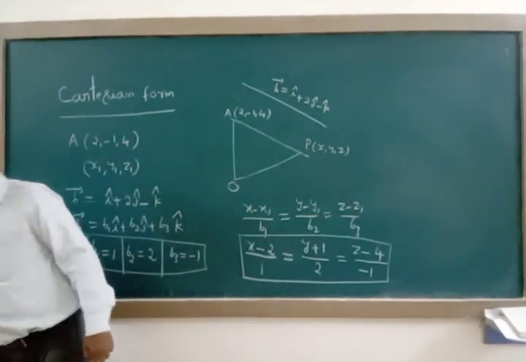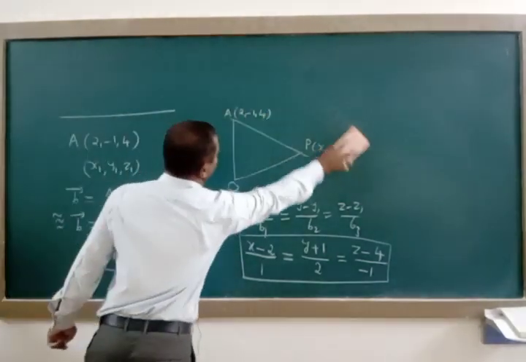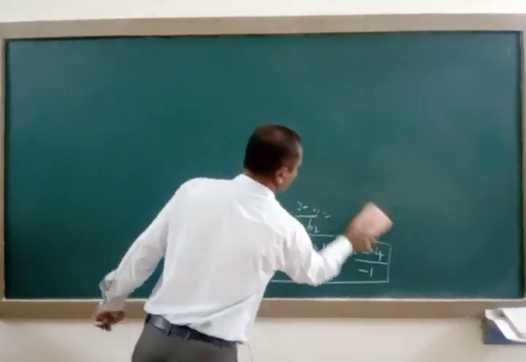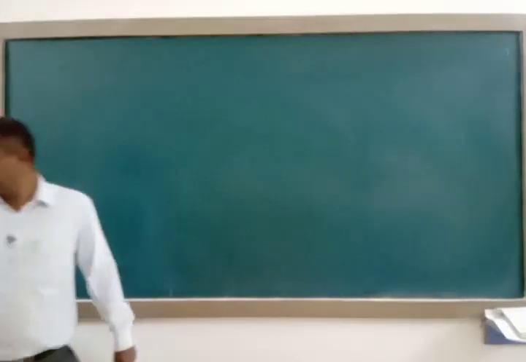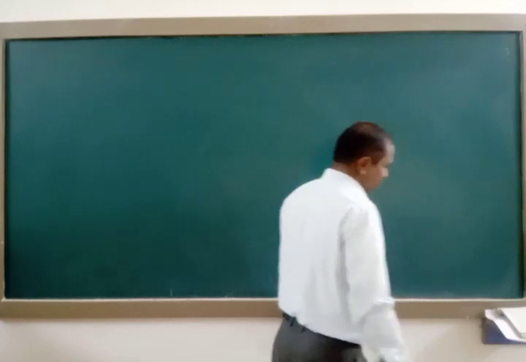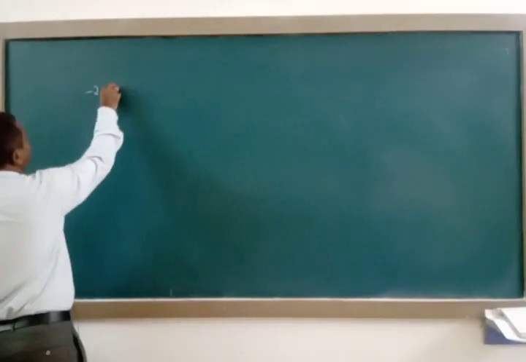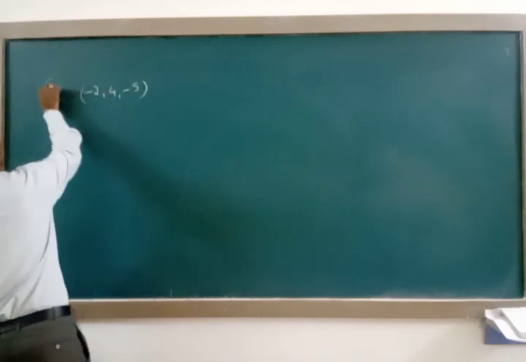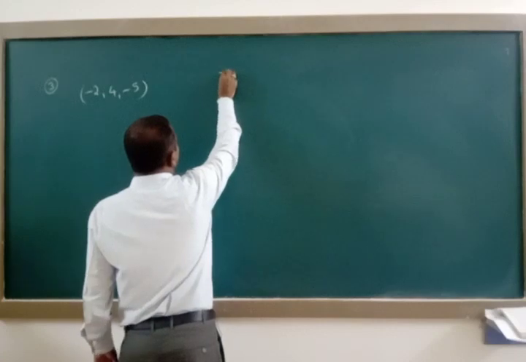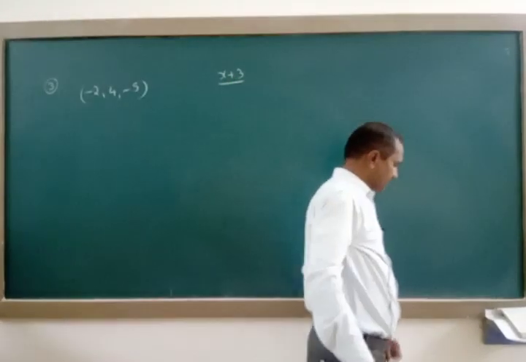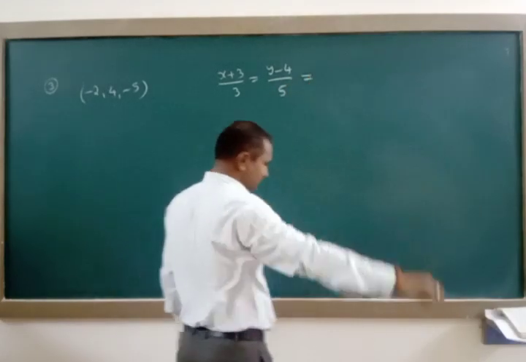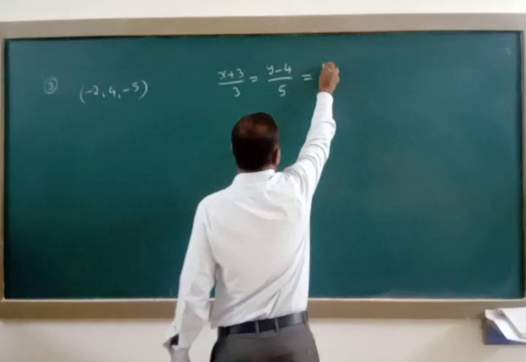Next question. Find the Cartesian equation of the line passing through the point (minus 2, 4, minus 5) and parallel to the line given by (x plus 3) whole divided by 3 is equal to (y minus 4) whole divided by 5 is equal to (z plus 8) whole divided by 6.